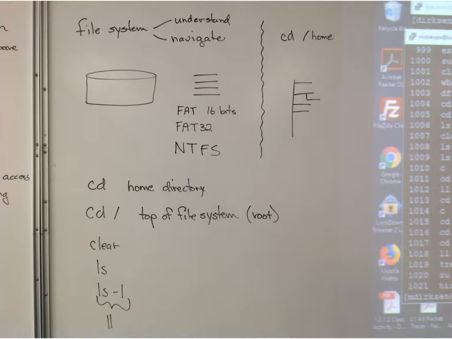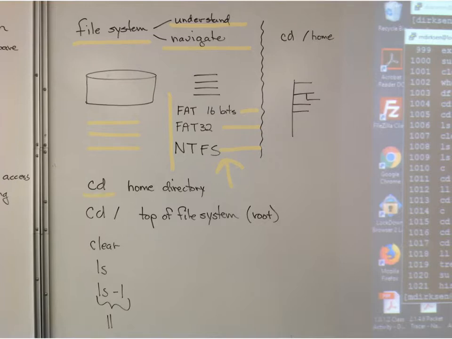We talked a little bit about the file system. We need to understand what it is, and we need to be able to navigate it. We talked about various file systems. FAT was a 16-bit, then we had FAT32, and then we had New Technology File System, NTFS. Linux has its own file system separate from these. These are from Windows.